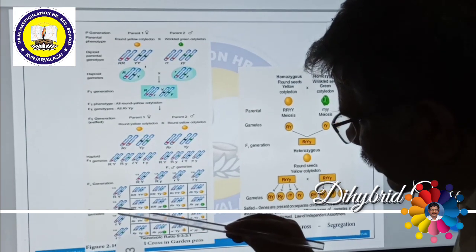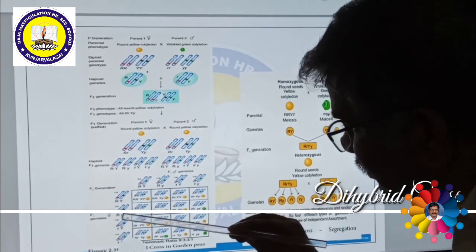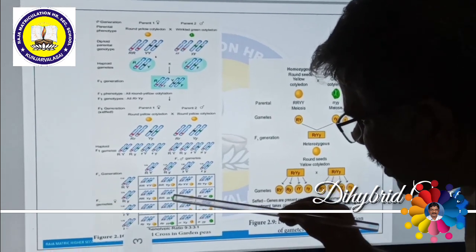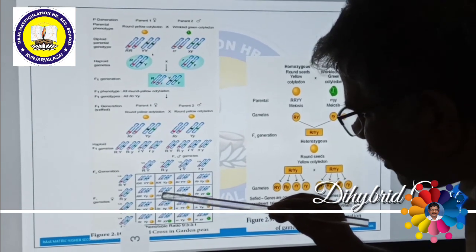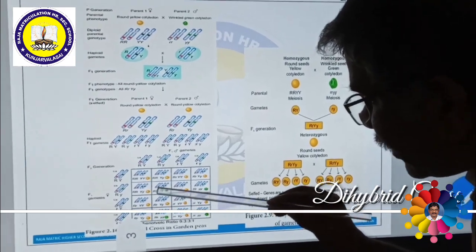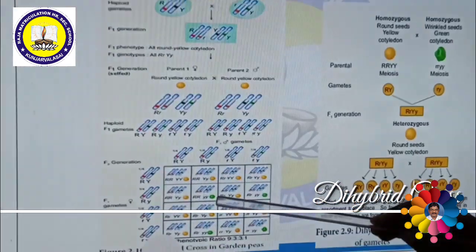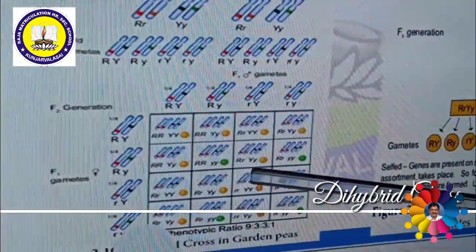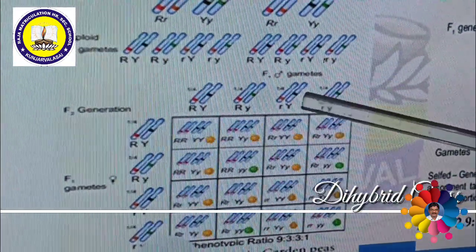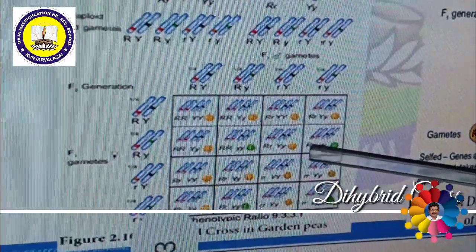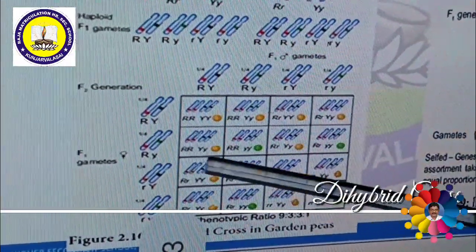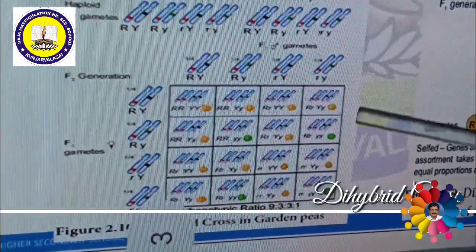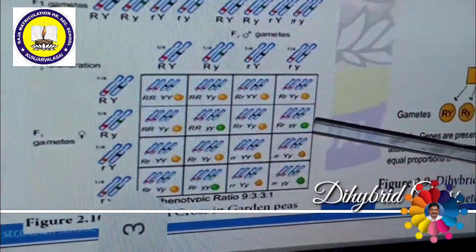Next one, capital R, small y. So round, green. Small y means green. Capital R, yellow. That is yellow. Round, green. Next, capital R, small r, round, capital Y, small y, yellow, round yellow. Next, capital R, small r, round, small y, green, round, green.